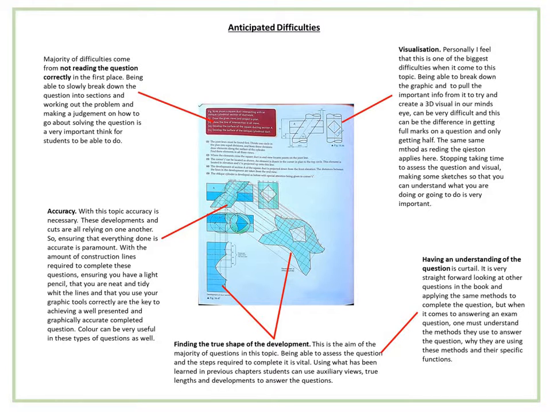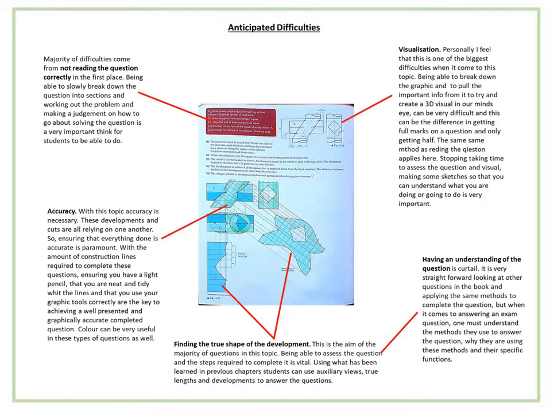Accuracy, especially in the intersecting pipework and ductwork, can be quite difficult, especially with the amount of lines and projections and developments. So ensuring that everything goes accurate is paramount. With the amount of detail and crossover and being able to follow the lines, it's important to be accurate. I found maybe using colour with this, different projections use a different colour, it can differentiate better.